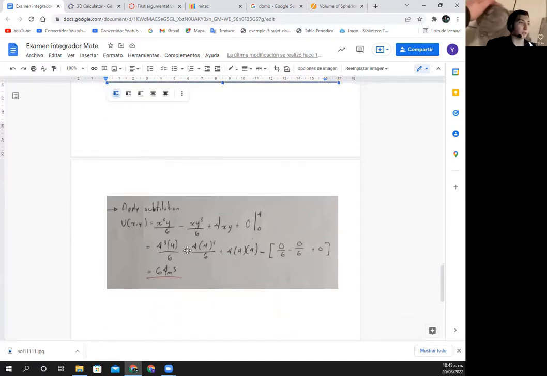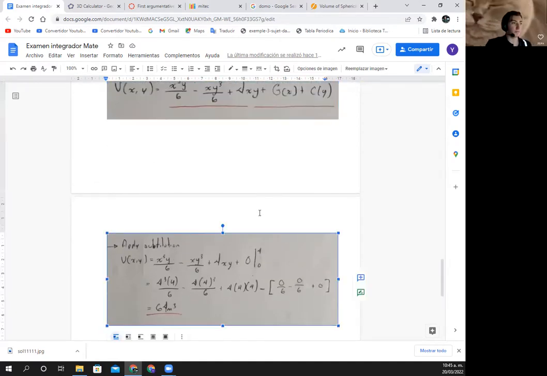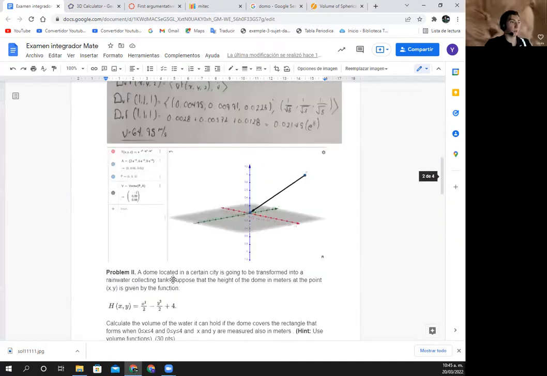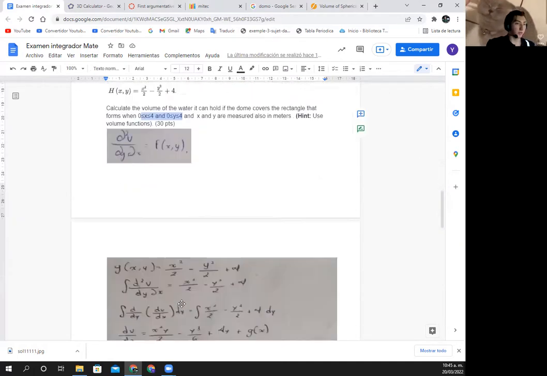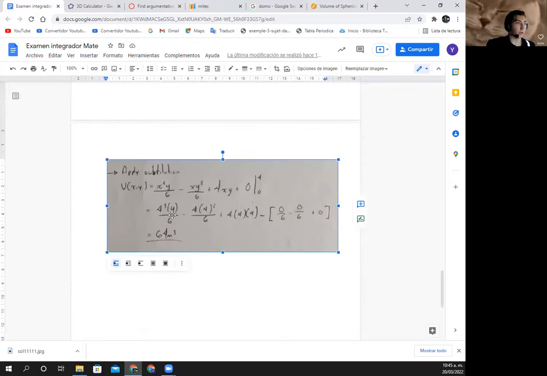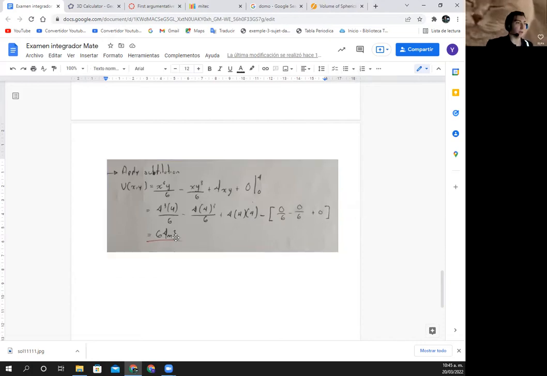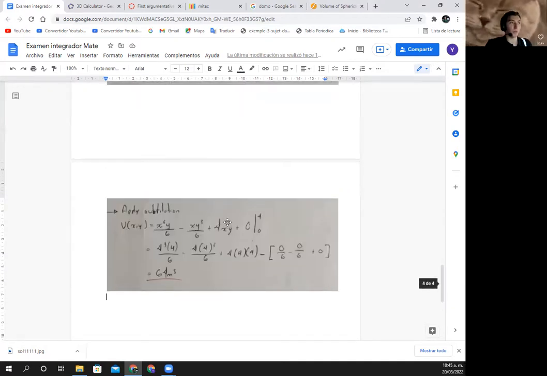We simply substitute the values from 0 to 4 for x, and 0 to 4 for y. That's exactly what we got right here. We have our 4s and our 0s. We evaluate all this. This second part doesn't really matter because it's all 0. And our final volume is 64 cubic meters. That's the capacity of the water tank.